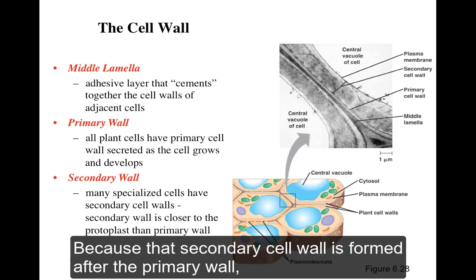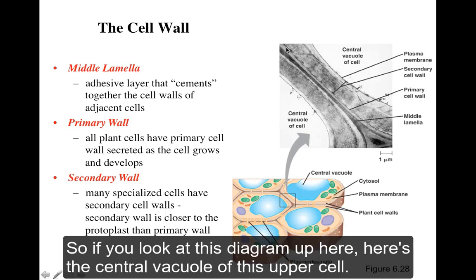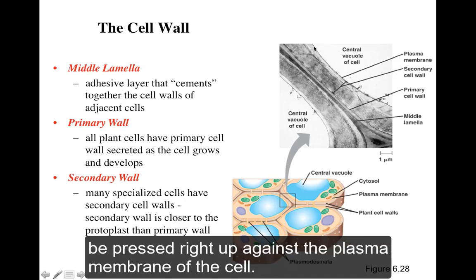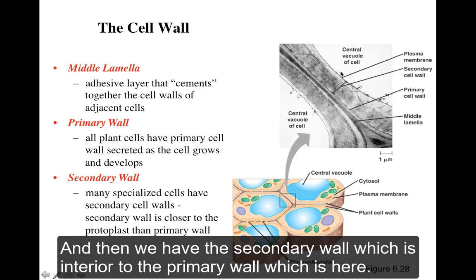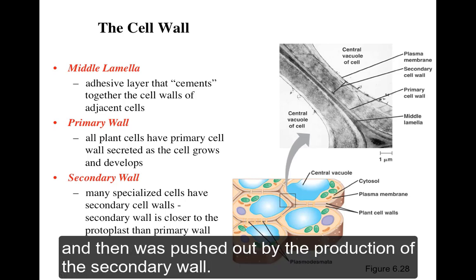releasing them at the cell membrane. Because that secondary cell wall is formed after the primary wall, it's going to be interior to the primary wall. So if you look at this diagram up here, here's the central vacuole of this upper cell. And the vacuole's tonoplast seems to be pressed right up against the plasma membrane of the cell. And then we have the secondary wall, which is interior to the primary wall, which is here. Again, the secondary wall is interior because the primary wall was produced first and then was pushed out by the production of the secondary wall.